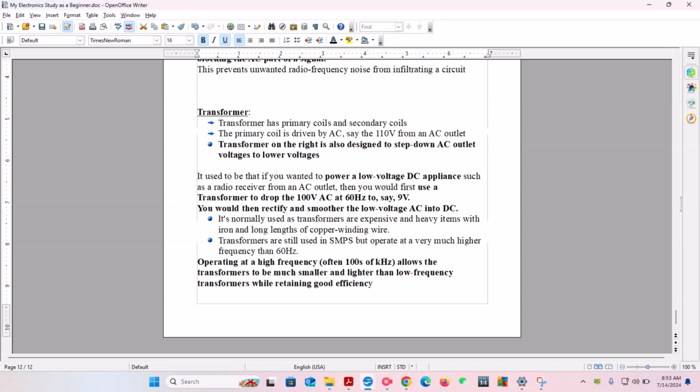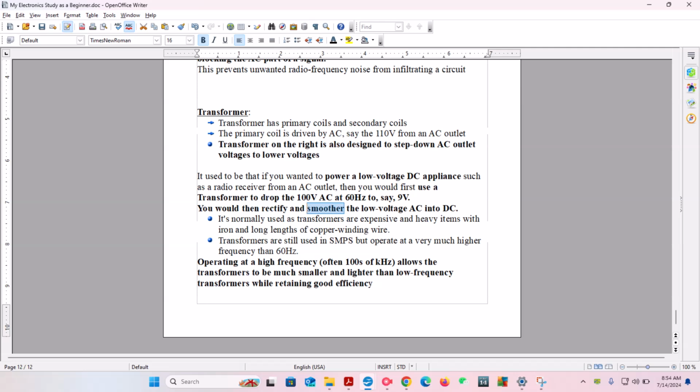Now, I'll go into the AC to DC conversion next time, but the first thing is what's called stepping down the voltage. Then you would rectify and smooth the low voltage, converting it from AC into DC.